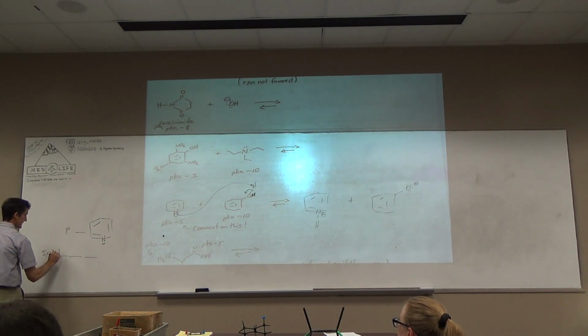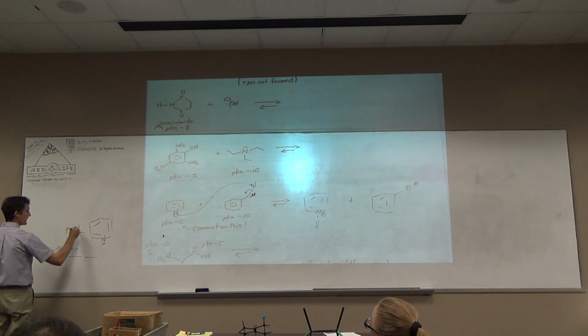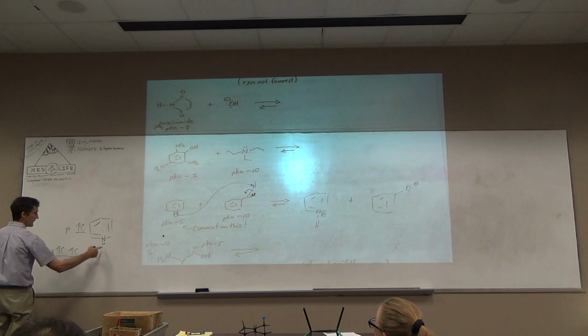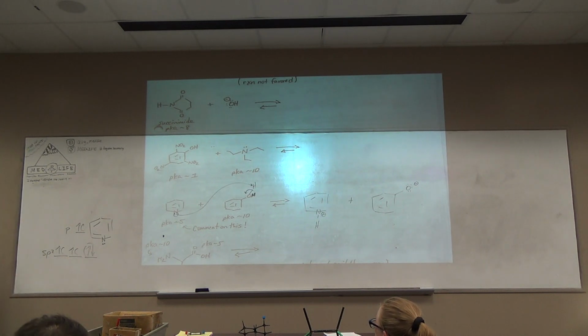It's sp2. I see a sigma bond to carbon, and a pi bond to carbon, right? And the lone pair has to be in sp2. What's the question about that? Why were you thinking something else for this lone pair?